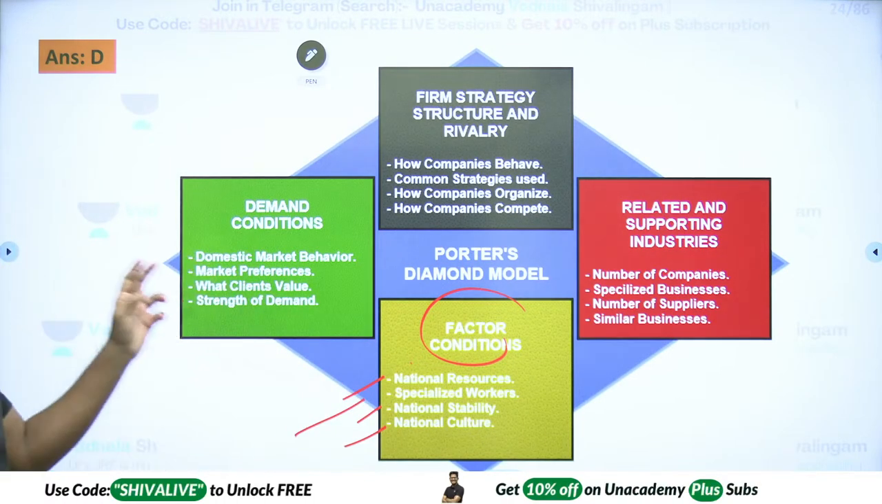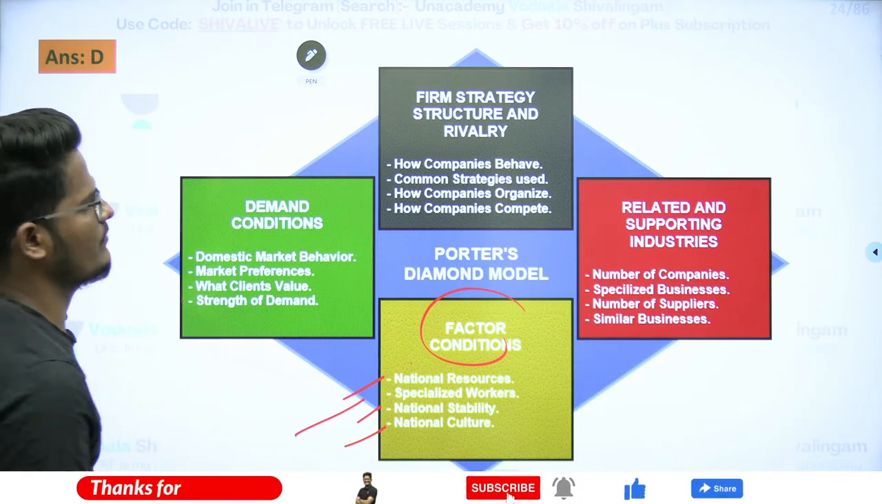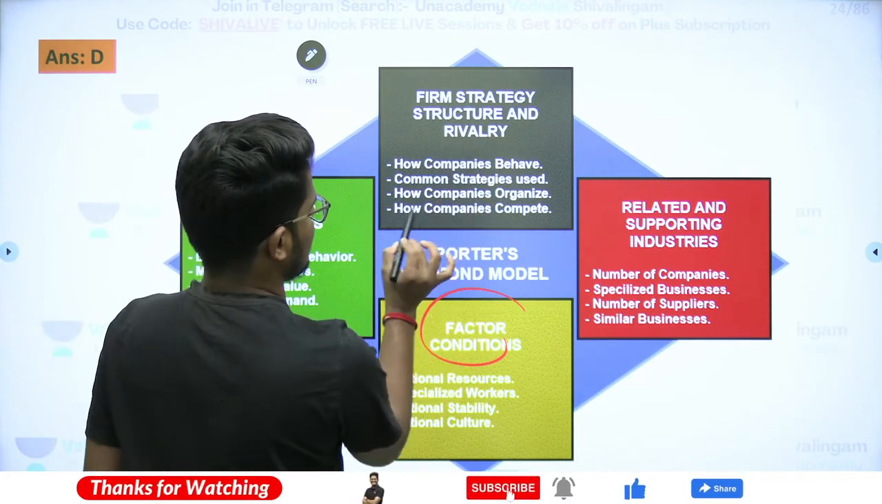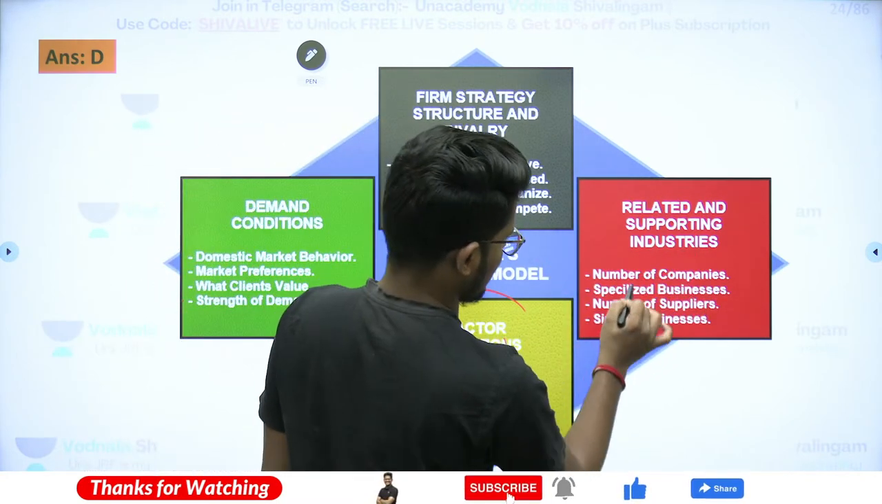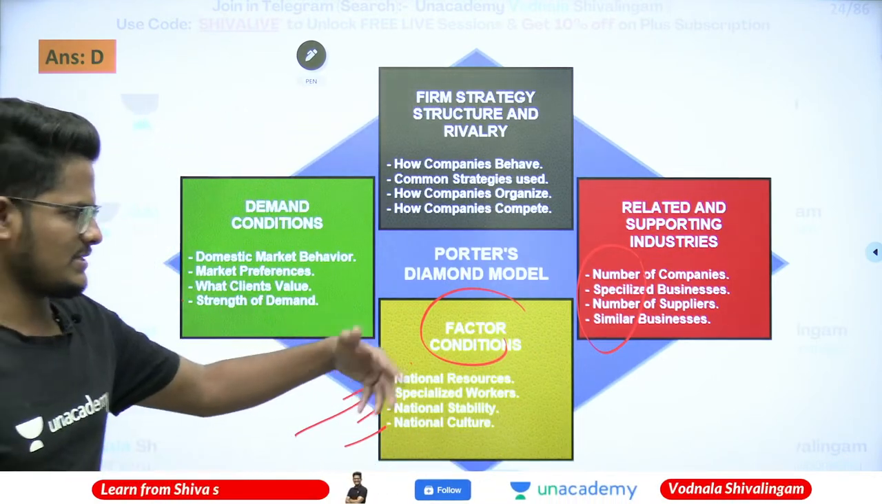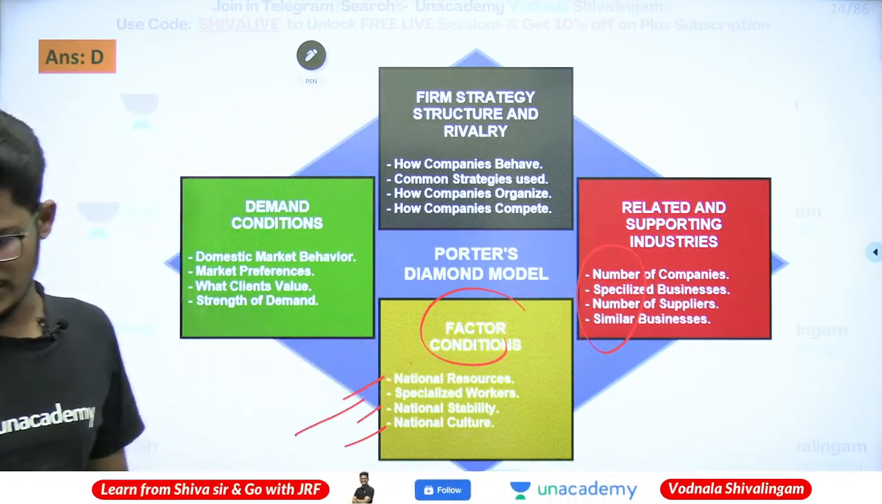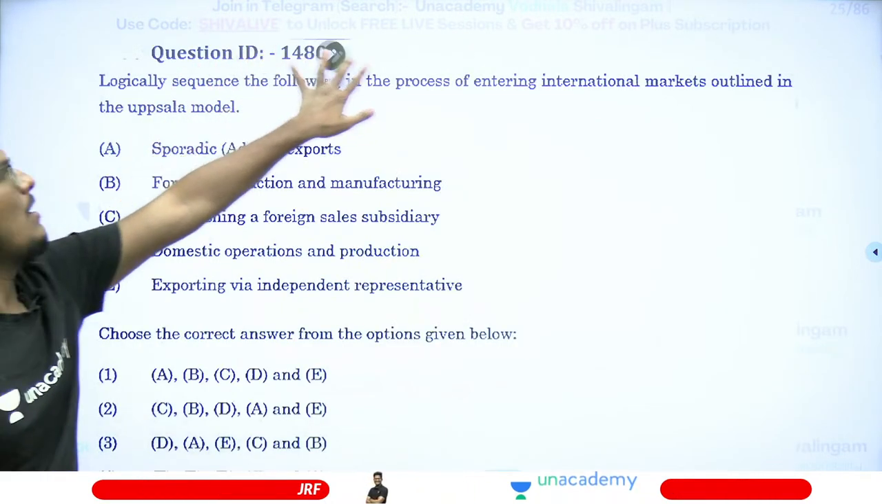Demand conditions are market preferences, client value, strength of the demand, and domestic market behavior. Firm strategy and structured rivalry is nothing but the competitor behavior. Related and supporting industries are nothing but the number of companies, specialized business, number of suppliers. Those are the factors related to it. Right. So next question.